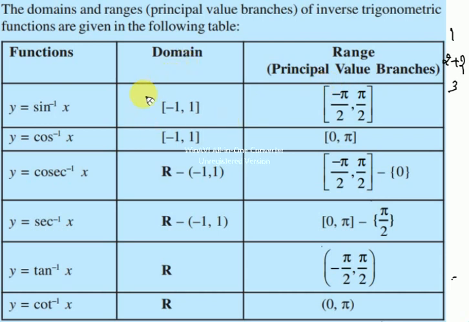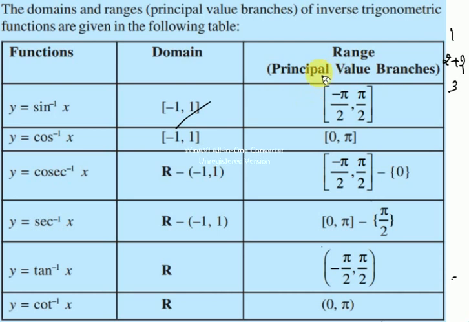So first of all, we shall discuss the domain of these functions. For sine inverse and cos inverse, the domain will be the closed interval -1 to 1, and for cosec inverse and sec inverse it will be R minus the open interval -1 to 1. For tan inverse and cot inverse it's R. Here you need to realize that sine inverse and cos inverse are of one kind, cosec inverse and sec inverse are of one kind, and tan inverse and cot inverse are of one kind.